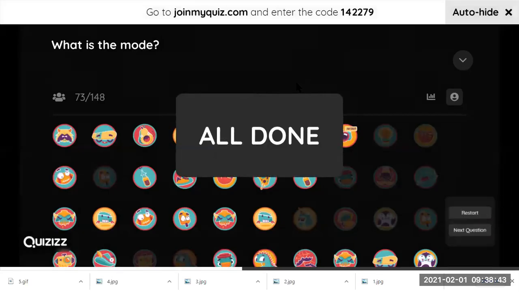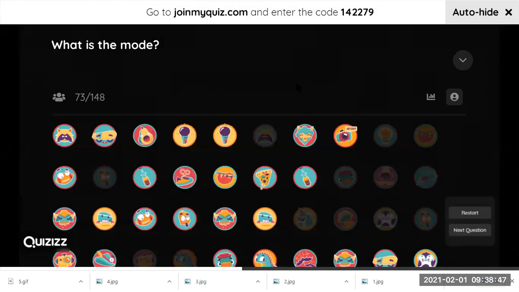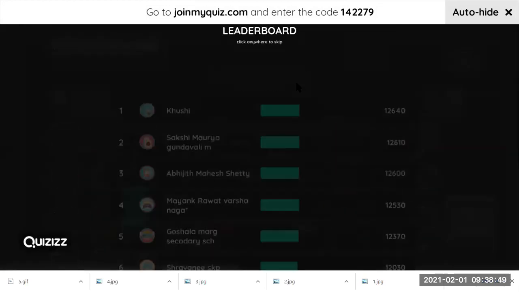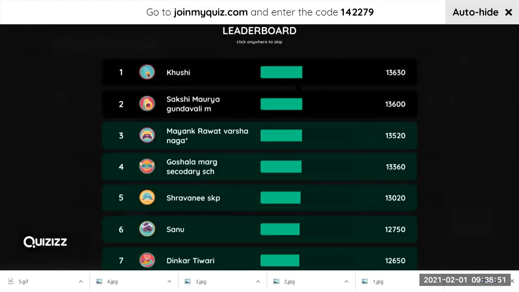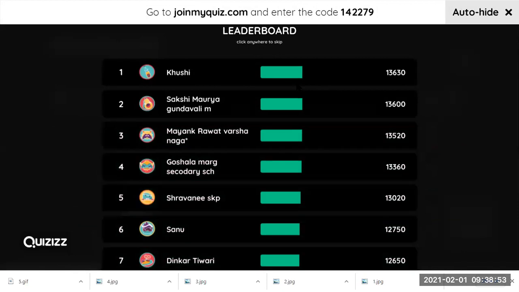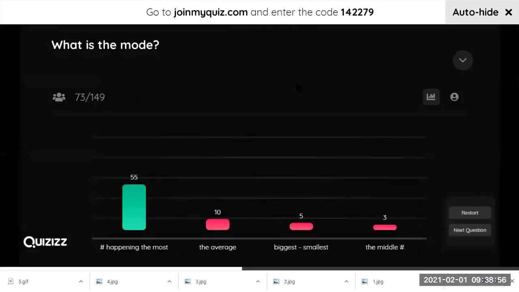Let us see how many of you got it right. Khushi is still on top. Khushi, keep it up. Sakshi, please try to increase your speed. 55 of you have got it right. So just check the choices. Happening most was the correct answer.